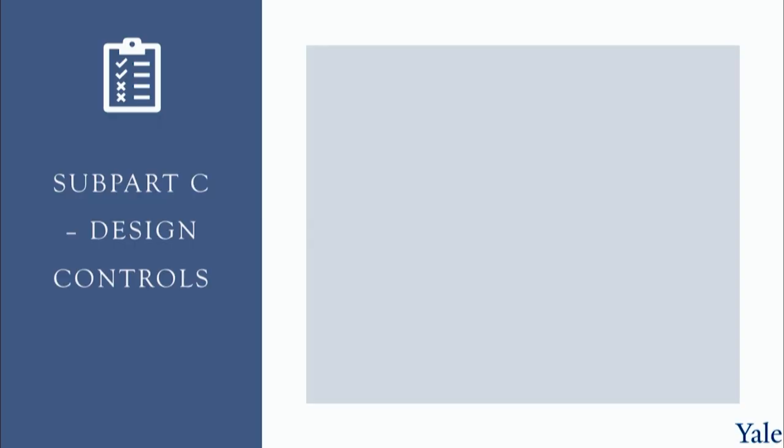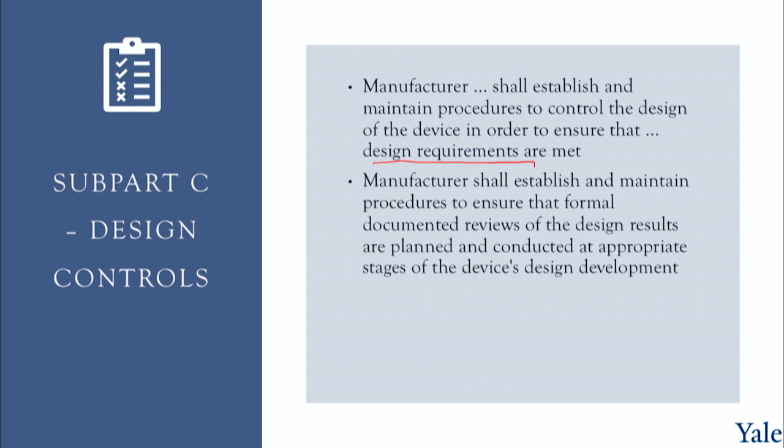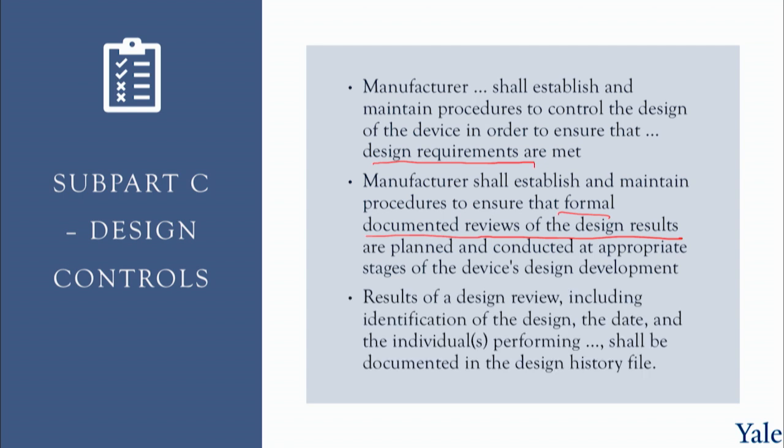So let's look at what design controls implies. The manufacturer shall establish and maintain procedures to control the design of the device in order to ensure that the design requirements are met, so that what we design actually meets what our requirements are. The manufacturer shall establish and maintain procedures to ensure that formal documented reviews of the design results are planned and conducted at appropriate stages of the device's design and development. And finally, the results of this design review, including identification of the design, the date, and the individuals performing the review and approving, are documented in something called the design history file, which we'll discuss later.